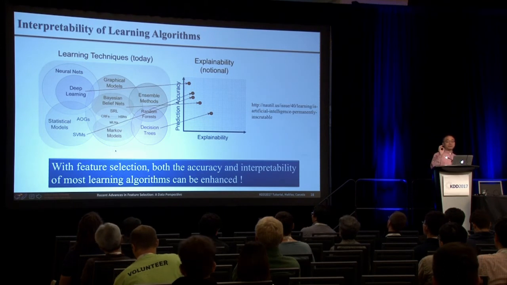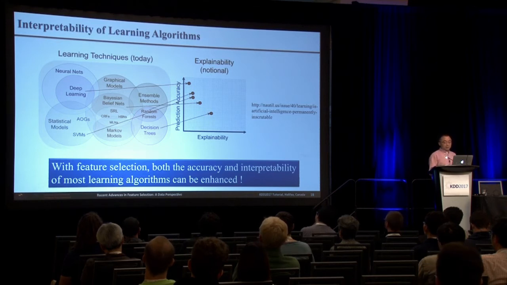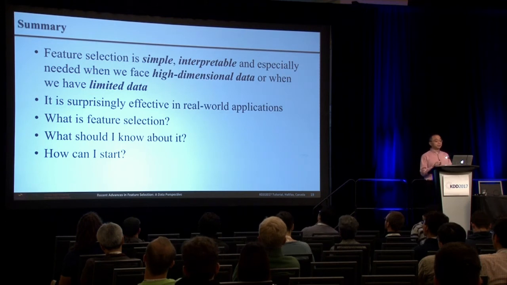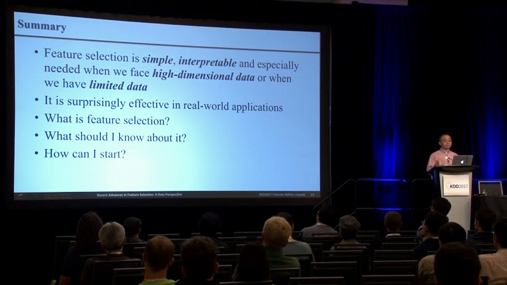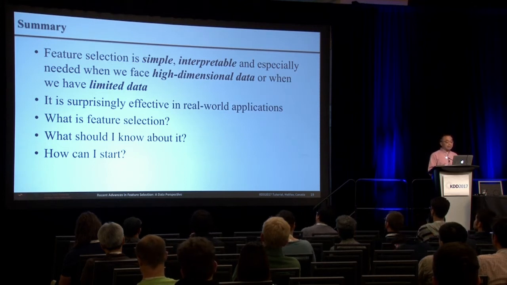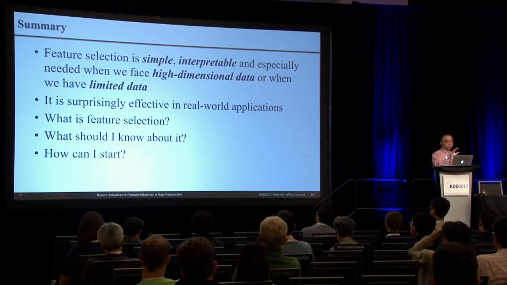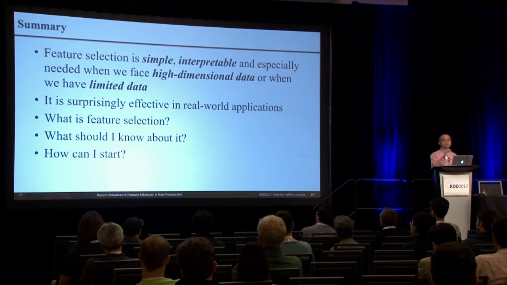All right, with feature selection, both accuracy and interpretability of most learning algorithms can be enhanced. So there's no exception for deep learning. Summary: feature selection is simple. I also add another word: simple, intuitive, and interpretable. And also especially needed when we face high-dimensional data or when we have limited data. If you haven't used feature selection, if you are working on data mining, give it a try. You will be surprised, okay? Don't try fancy stuff, just try simple ones.